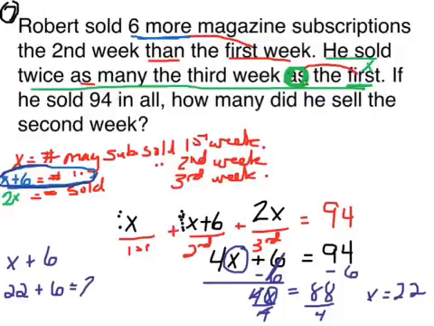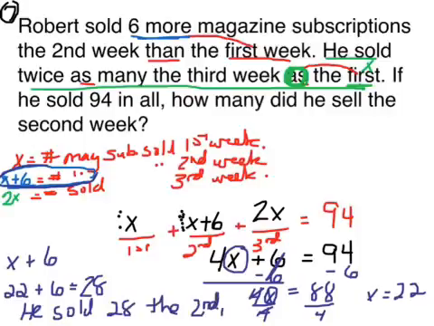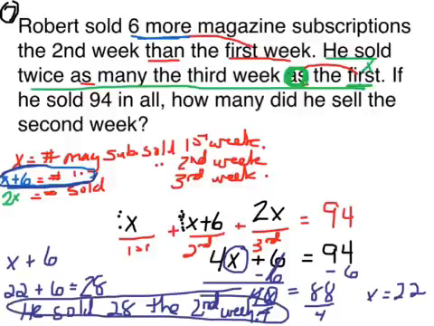22 plus 6 is 28. So remember, we want our answer in a sentence. He sold 28 the second week. I mean, you can do what I'm doing right here. I'm keeping it short and sweet, aren't I? I didn't even put he sold 28 magazine subscriptions the second week. I didn't even spell out second, but that's okay. We're just trying to get something down there to express the answer in a way that communicates clearly what they asked.